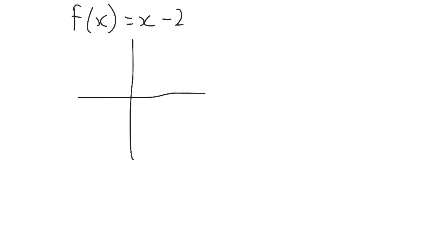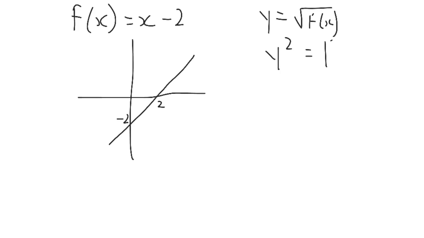I'm going to take f(x) equals x minus 2. Straight line that looks something like this. Pass through 2 and negative 2. And then what I want to graph is y equals the root of f(x) and y squared equals f(x), and see what those two look like.